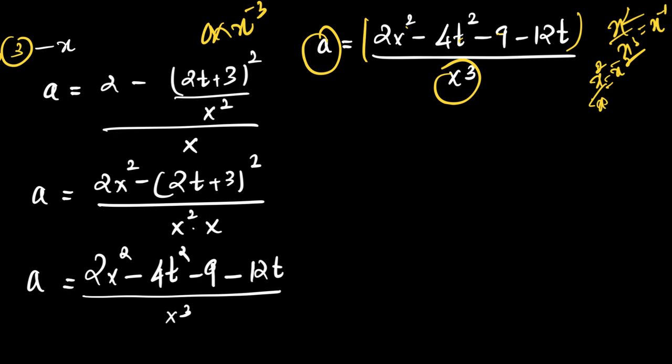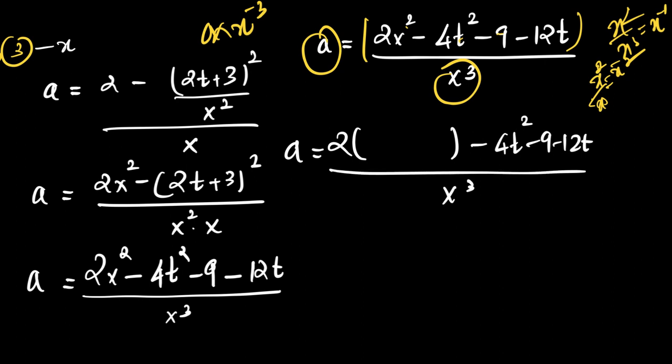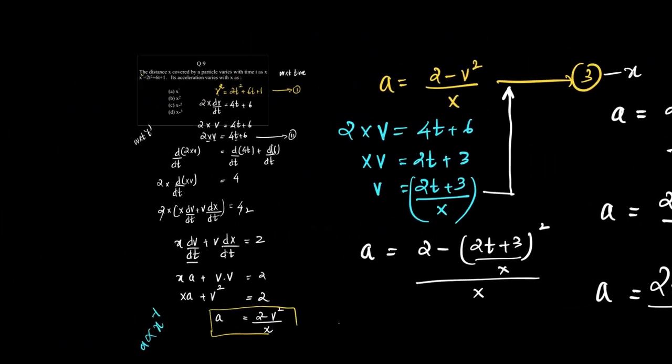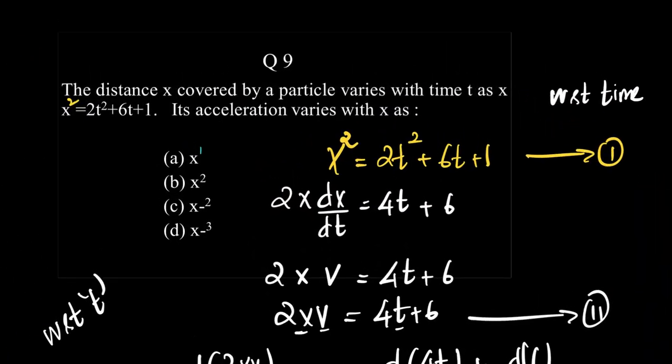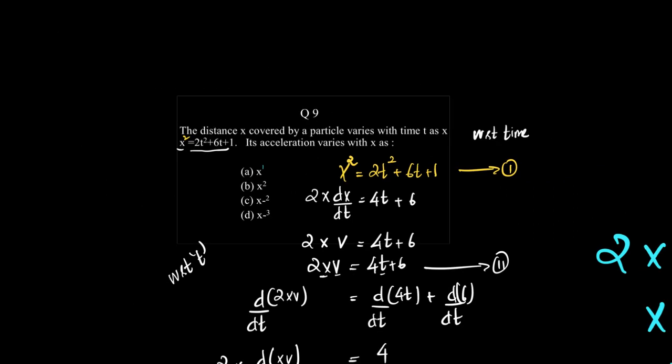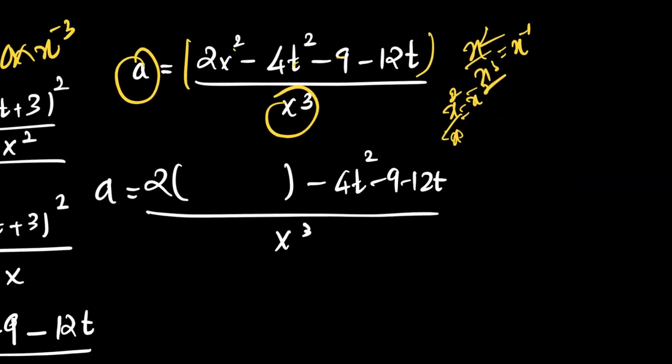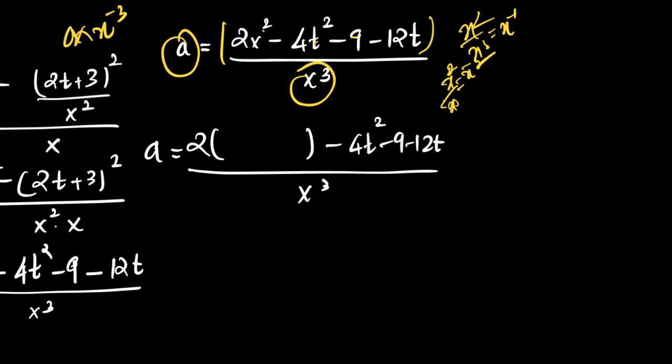Now again we come to a situation where we need to find the equation in terms of x, but we have something in terms of t. How do you solve this? Well, the answer lies in the fact that a is equal to 2x squared minus 4t squared minus 9 minus 12t, the whole upon x cubed. But what is x squared? Now we need to go to the question. See, what is x squared given as? 2t squared plus 6t plus 1, in which case we can write that over here.